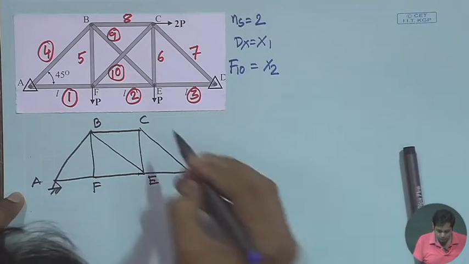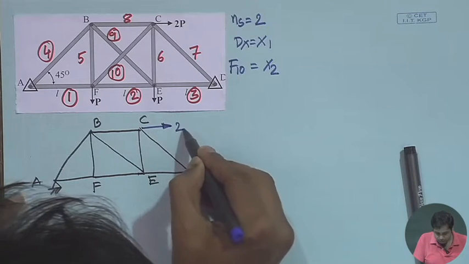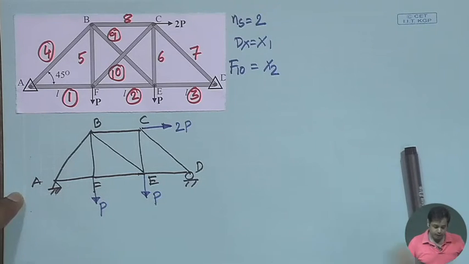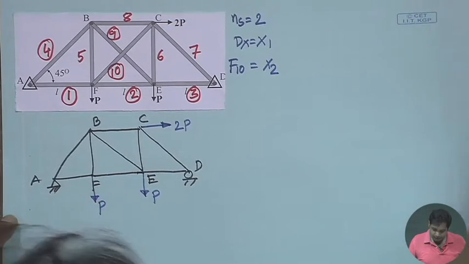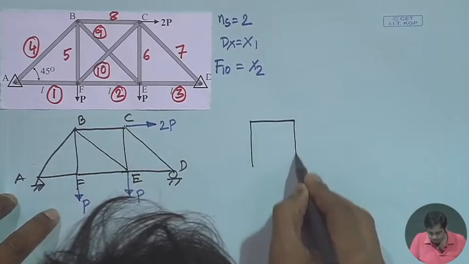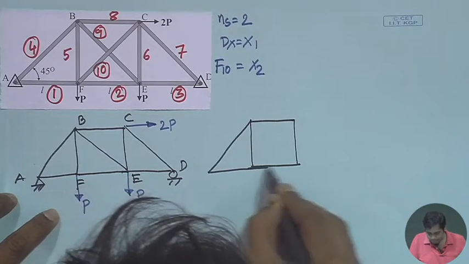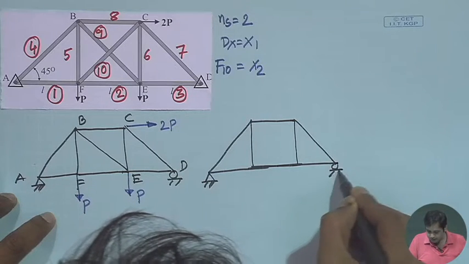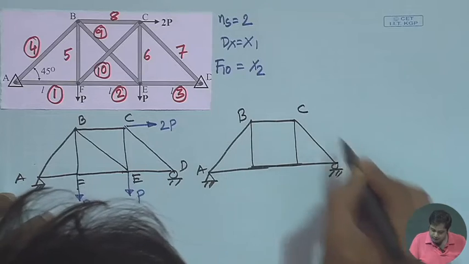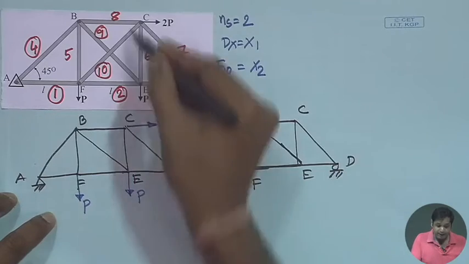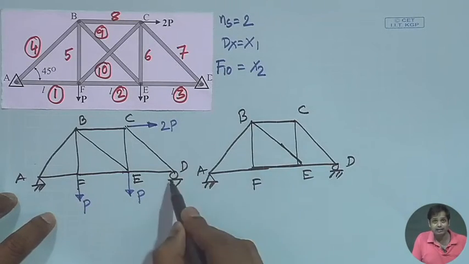It is subjected to the horizontal external load, which is 2P, and then P, and then P here. This is the first primary structure, and the second is the same structure, with joints A, B, C, D, E, F. Member 10 is removed here, and the horizontal constraint at D is removed here.